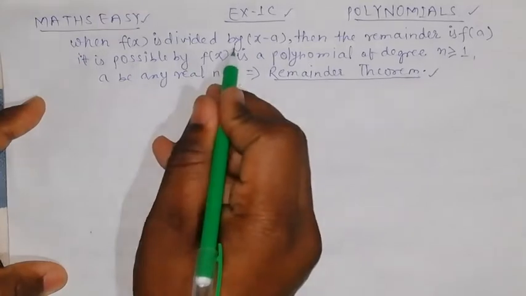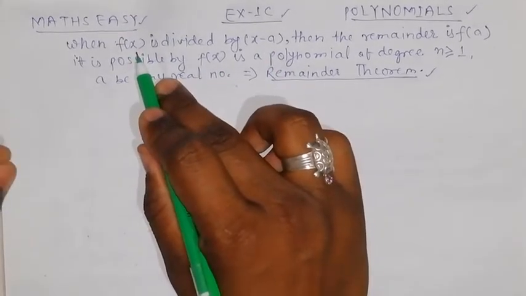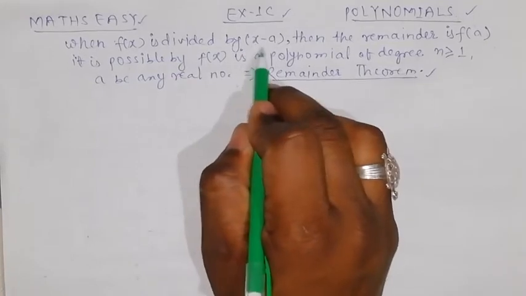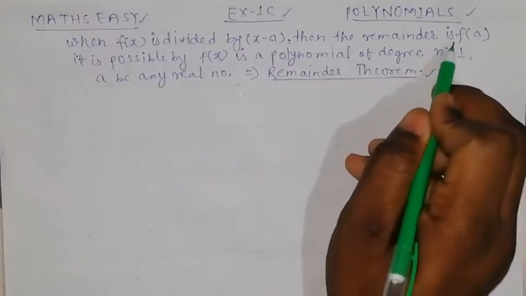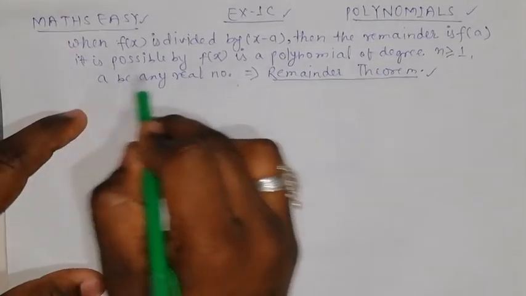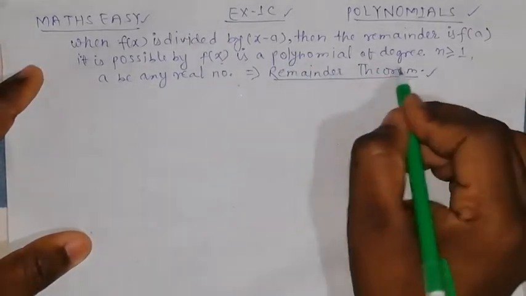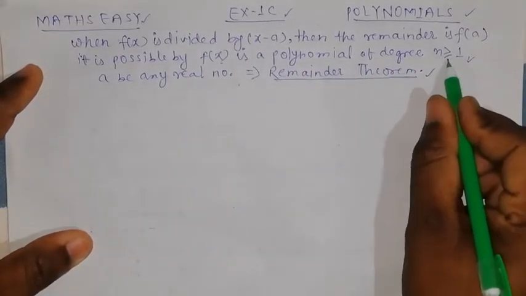When f(x) is divided by x minus a, suppose f is a function of x and is divided by x minus a, then the remainder is f(a). It is only possible when f(x) is a polynomial of degree greater than or equal to 1.